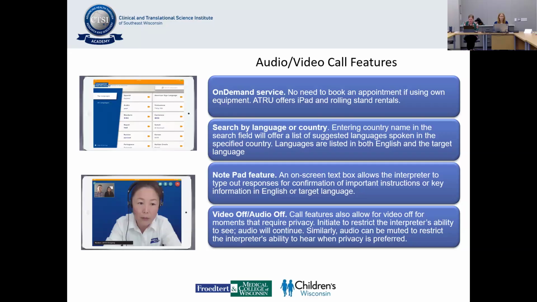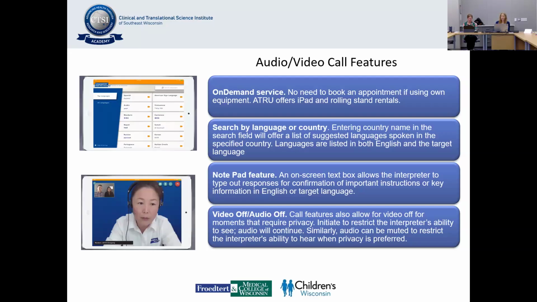You can open up the app, you select the language, and you're able to search that language by country. So if there is someone coming from a location with multiple languages spoken, or maybe variances within that area, you're able to see that on the screen. The languages are listed both in English and the target language. So again, you can have your participant looking through that as well to see what they may be most comfortable in as far as the service.